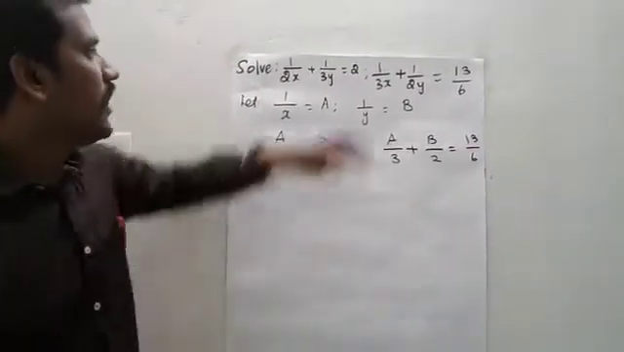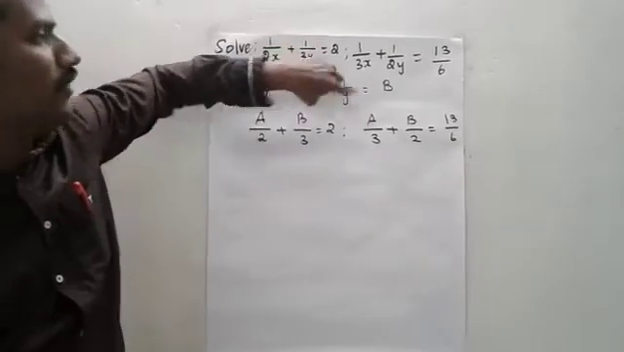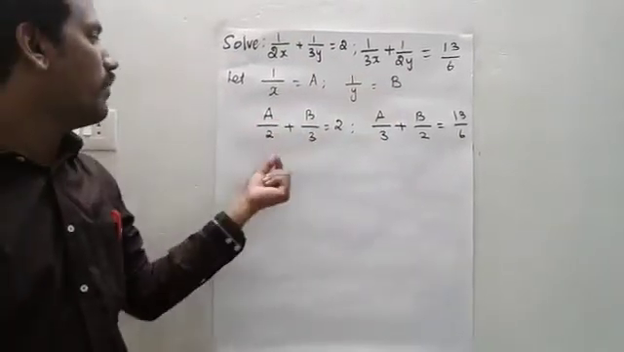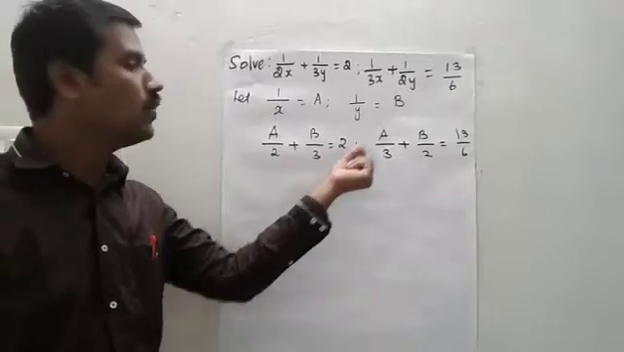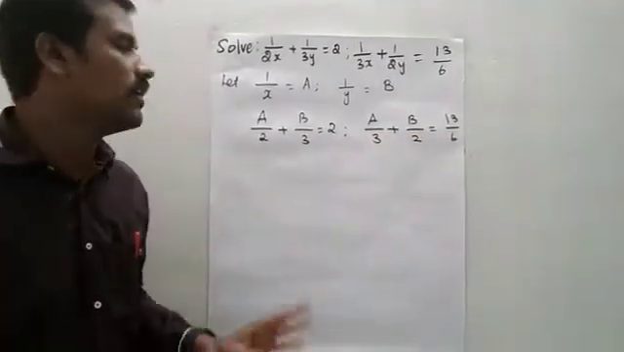So this is the first step. This is the given question. My assumption is 1 by x equal to A and 1 by y equal to B. So I convert to A by 2 plus B by 3 is equal to 2 and A by 3 plus B by 2 is equal to 13 by 6. That's all. Okay, can you understand?